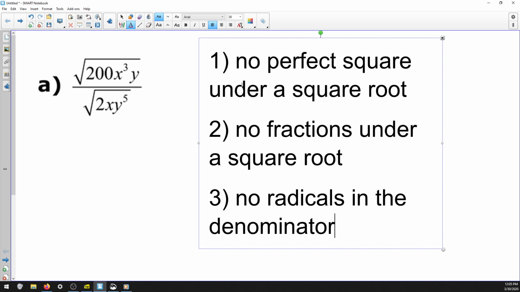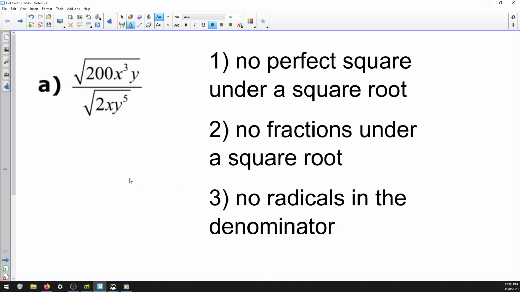Right now you can take a look at this problem and see several issues. The first one is 200 definitely has a perfect square in it. x cubed has a perfect square in it. In the denominator, y to the fifth has a perfect square in it, so lots of problems with that first one. There are no fractions underneath the radical, so we're fine there, but there is a radical in the denominator, so we have to fix that.